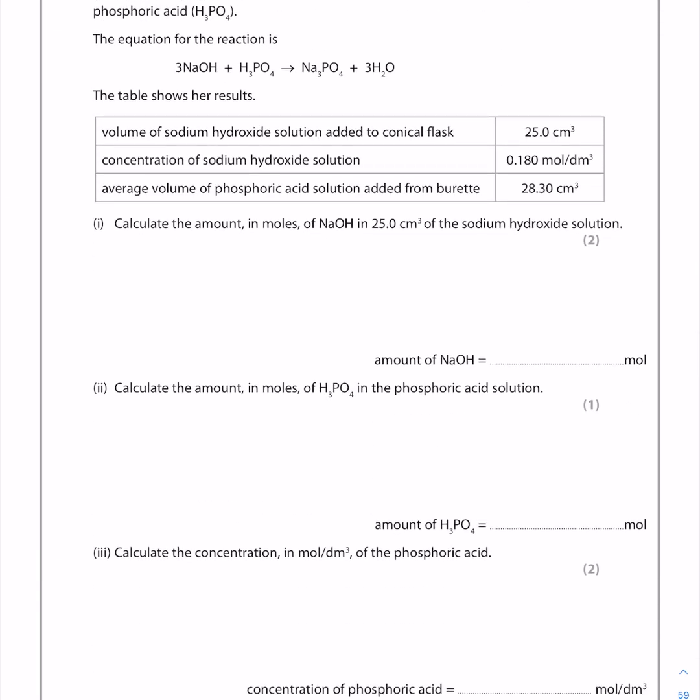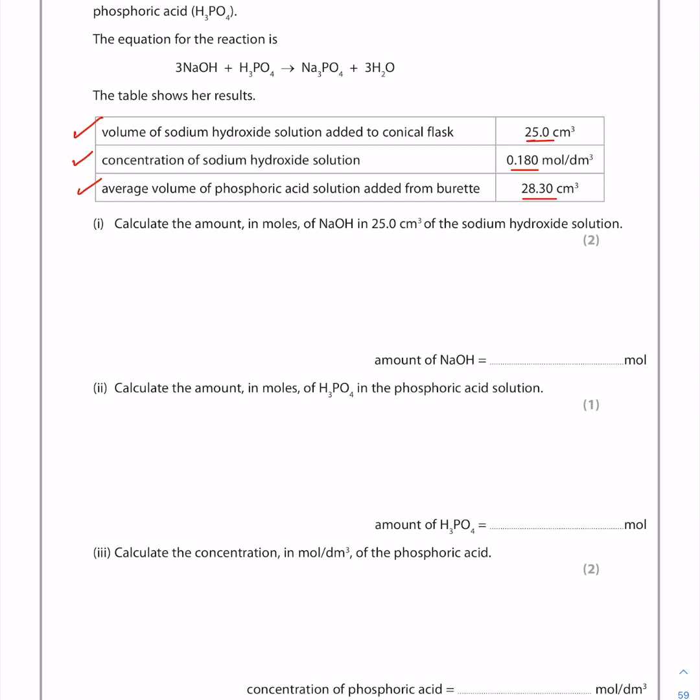Question 46. A student uses titration method to find the concentration of a solution of phosphoric acid. The equation for the reaction is 3 moles of sodium hydroxide plus phosphoric acid gives 1 mole of sodium phosphate plus 3 moles of water. The table shows her results. We are given the volume of sodium hydroxide, 25 cubic centimeter, the concentration of sodium hydroxide, 0.180, and the average volume of phosphoric acid, 28.30.